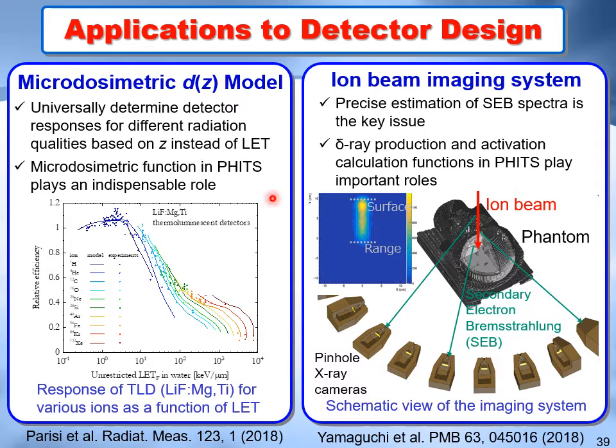The other application is to the design of an ion beam imaging system based on pinhole X-ray cameras, which detect secondary electron bremsstrahlung produced by the primary ion beam. In this design, precise estimation of SEB spectra is the key issue, and delta ray production and activation calculation functions in PHITS play important roles.